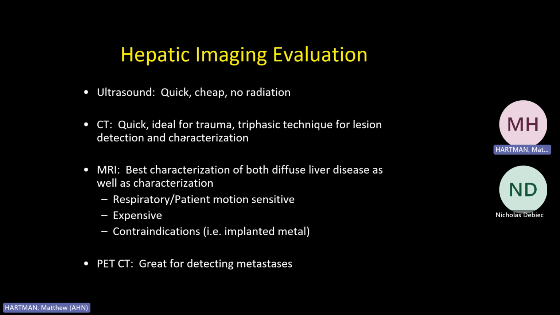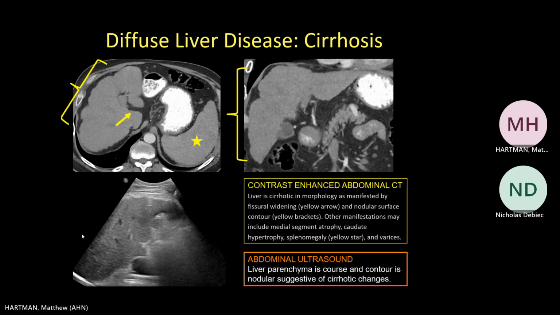Okay. How do we evaluate the liver? We can do ultrasound, CT, MRI, or PET-CT. We're first going to talk about diffuse liver disease, and we'll talk about cirrhosis. This is a nodular, lumpy, bumpy liver. Look for other findings like splenomegaly, ascites, varices.